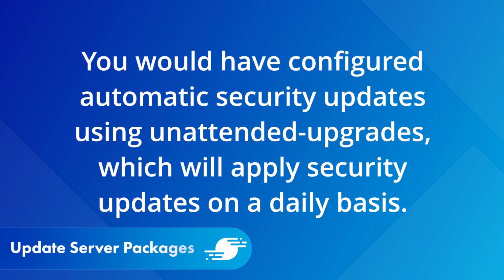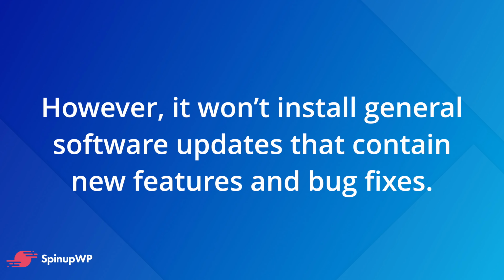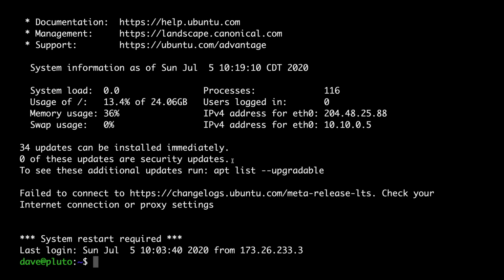If you followed along with this guide, you would have configured automatic security updates using unattended upgrades, which will apply security updates on a daily basis. However, it won't install general software updates that contain new features and bug fixes. When you SSH into your server, you'll often see the following. There are a bunch of updates that can be installed. Now, these packages won't automatically get updated because they don't contain security fixes.